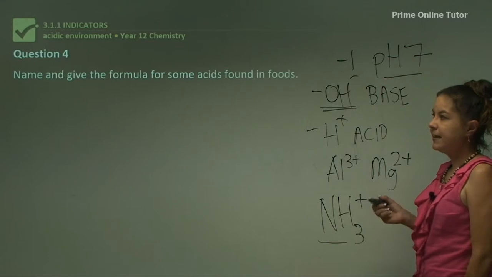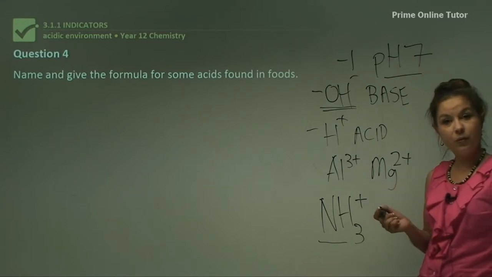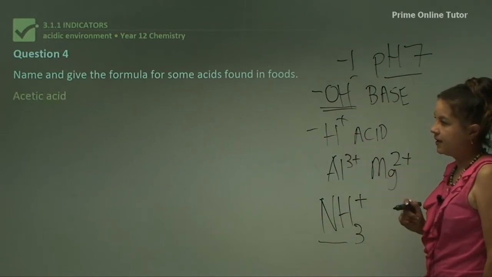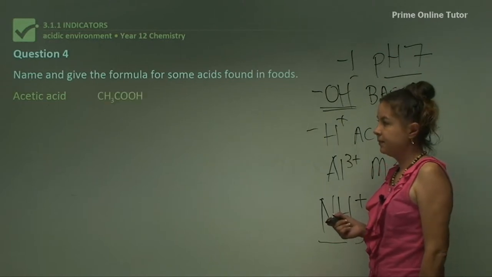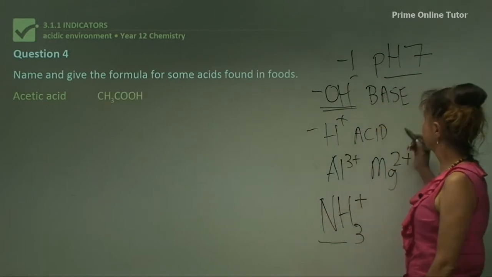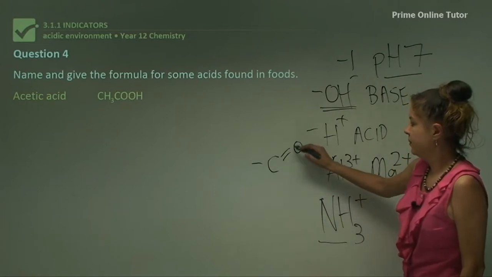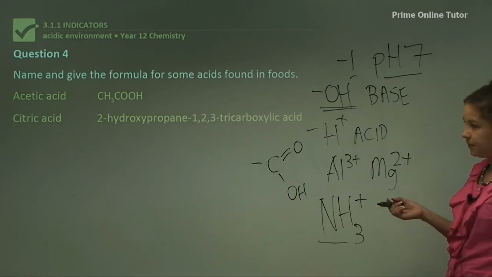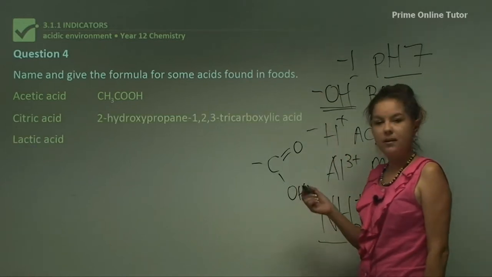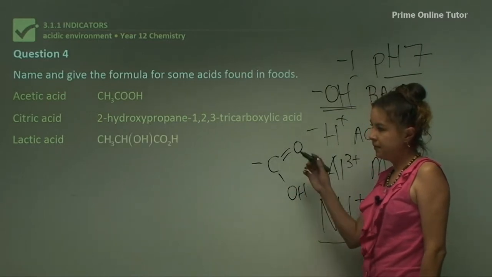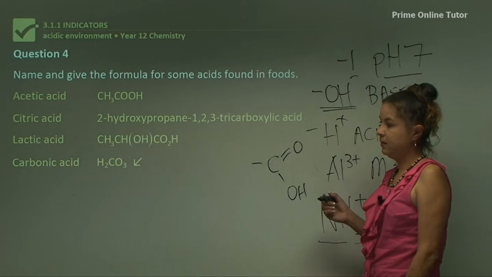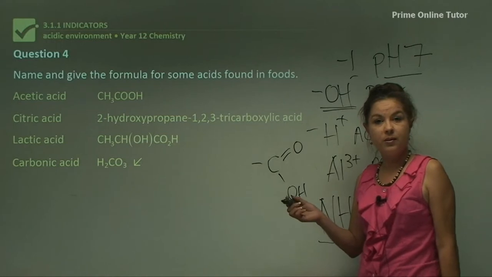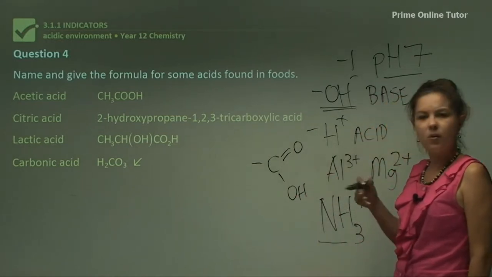Question 4. Name and give the formula for some acids found in foods. So we have a few choices here, and I've just listed a few examples. Acetic acid, which is vinegar, CH3COOH, remembering our carboxylic acid group. Citric acid, with its formula. Lactic acid, found in milk and muscle tissue, with its formula. Carbonic acid, H2CO3. So there's just a few examples of acids that are found in foods. There are many others, but these are quite common.